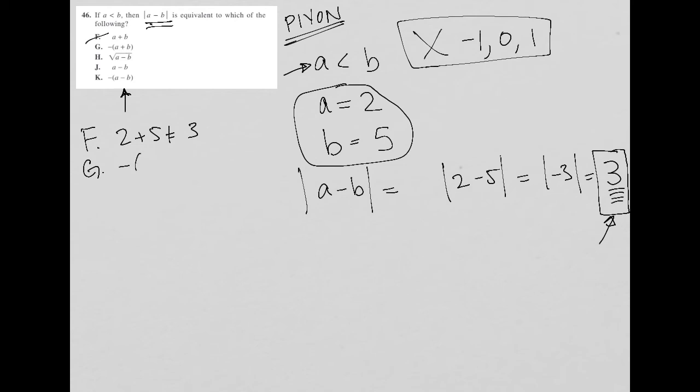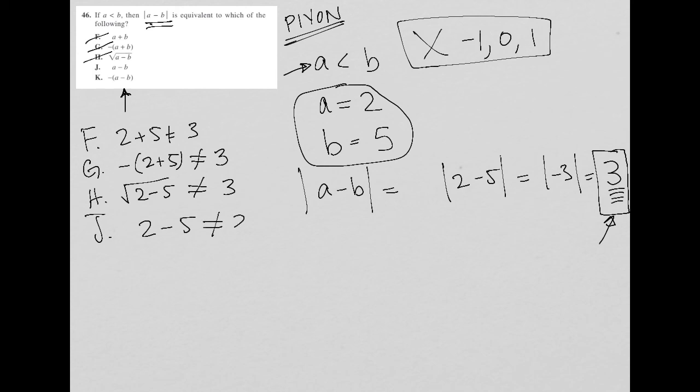G, I have -2 plus 5, which is also not equal to 3, right? That would be -7, so G is gone. For choice H, I have the square root of 2 minus 5, so that's also not equal to +3. That'd be equal to the square root of -3, so H is gone. For choice J, I have A minus B, which is 2 minus 5, which is also not equal to +3, right? I get -3 for choice J.